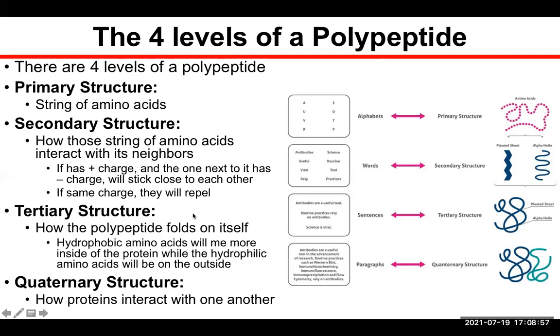Now, when we look at the tertiary structure, this is going to be how the polypeptide or protein folds on itself. And this is all going to be dependent on how the amino acids from the secondary structure are interacting with the different layers that are present.